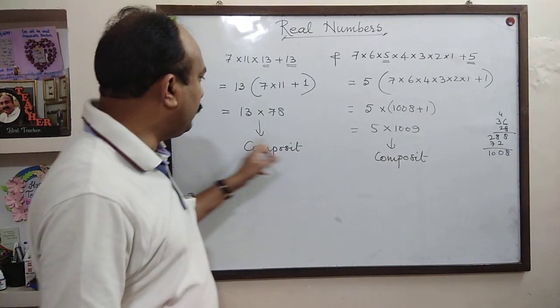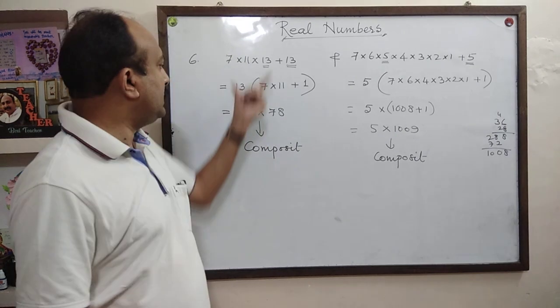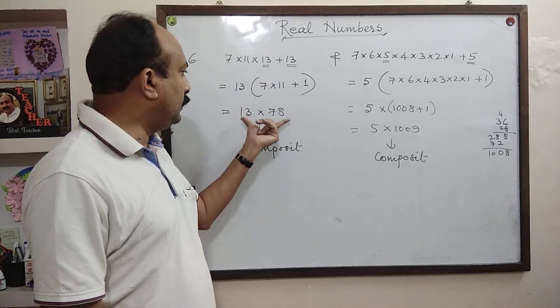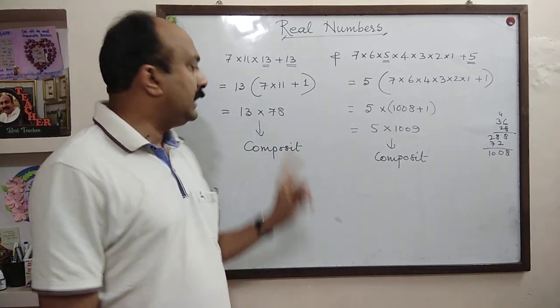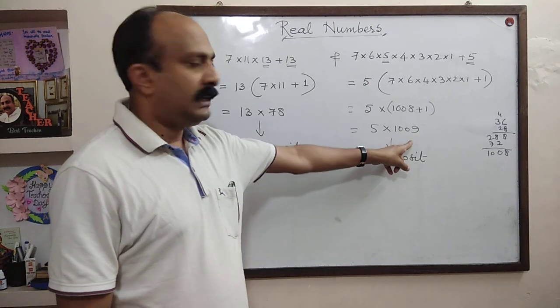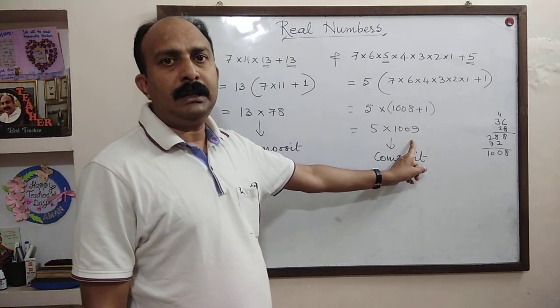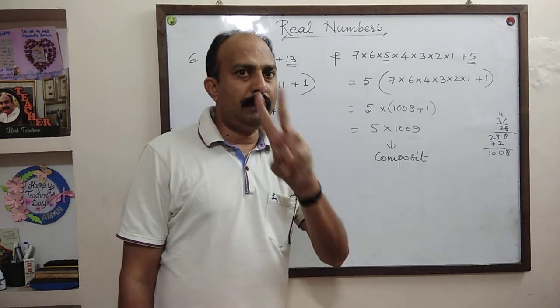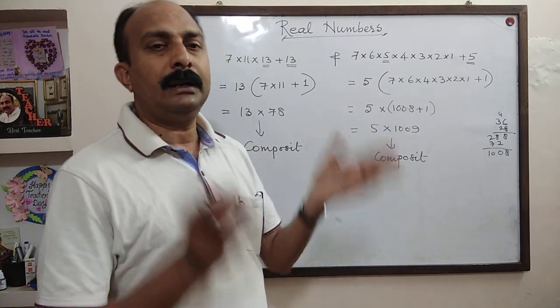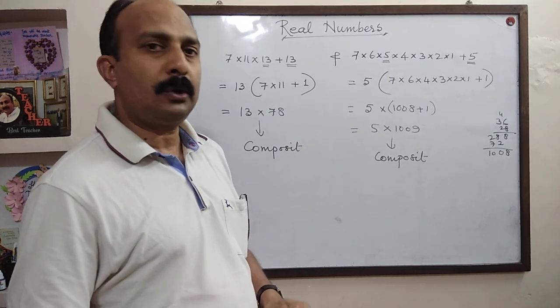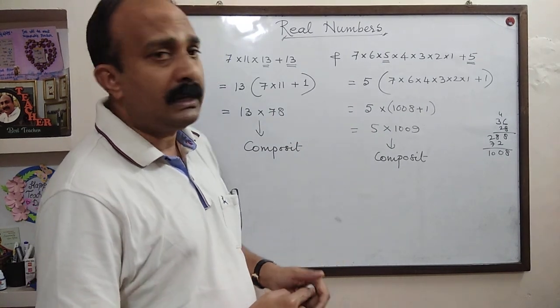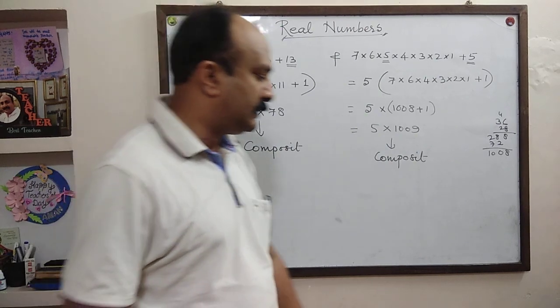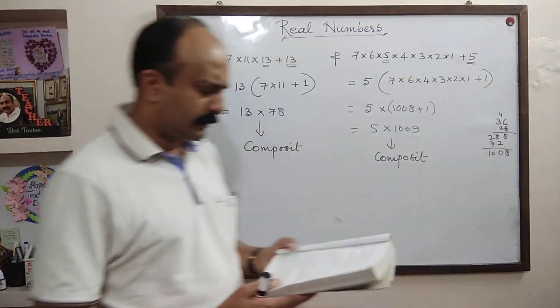So you may write one more line here. Since this number has two factors other than 1, it is composite. The same statement can be written here also. If any number is having minimum two factors other than 1, then all such numbers are composite numbers. So this is the explanation why these two numbers are composite.